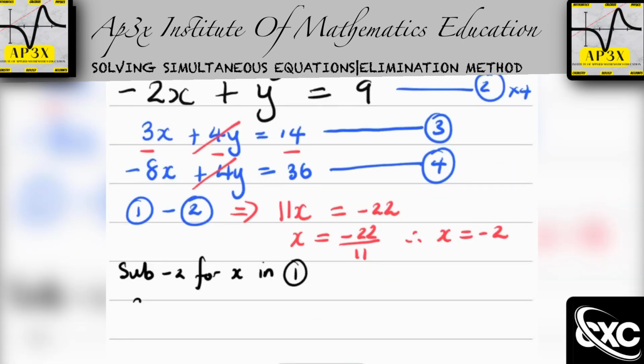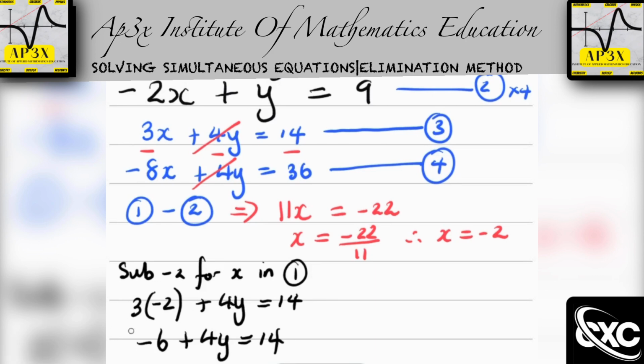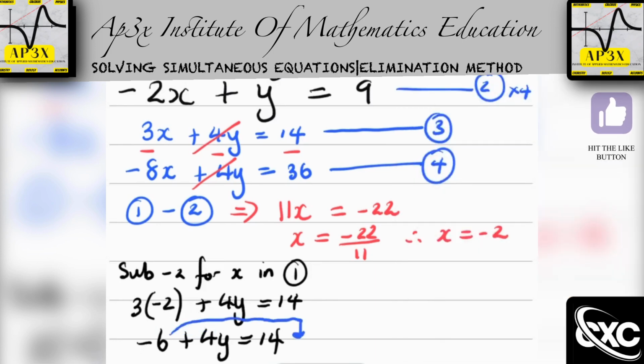So therefore I'm going to have 3 multiplied by negative 2, because it's 3x and the x is negative 2, plus 4y, that's going to be equal to 14. 3 multiplied by negative 2 is in fact negative 6, plus 4y equals 14. And again, the same thing keeps coming up: we're always going to get an equation with one variable. So here I need to isolate the y away from the 4 and the negative 6. So of course I'm going to have to move the negative 6 over to this side of the equation.